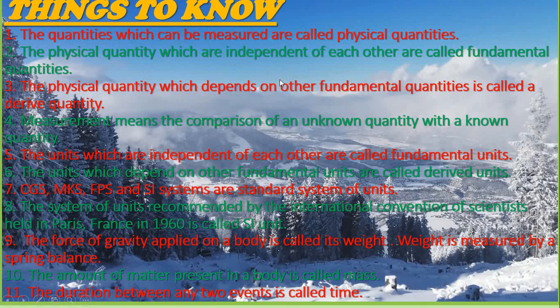I have said this many times, that we should not become confused between these two things: fundamental quantities and derived quantities. The physical quantities are those quantities which can be measured, and there are two types of physical quantities: fundamental quantities and derived quantities. The fundamental quantities are those quantities which are independent of each other, but derived quantities are those quantities which depend on other fundamental quantities.